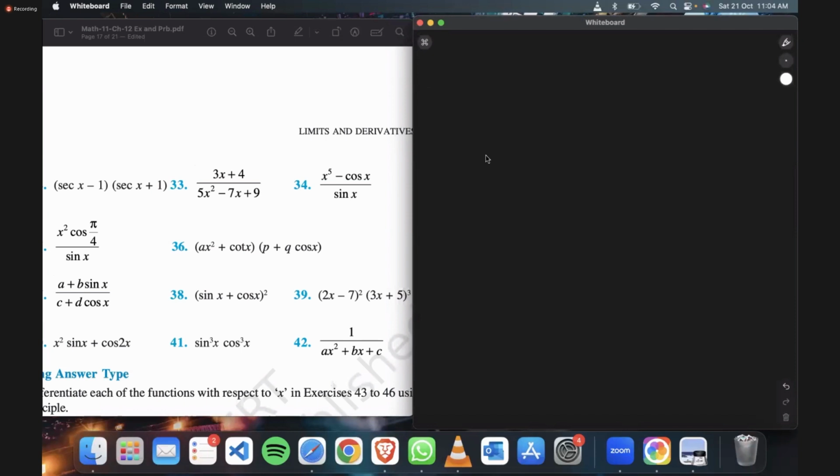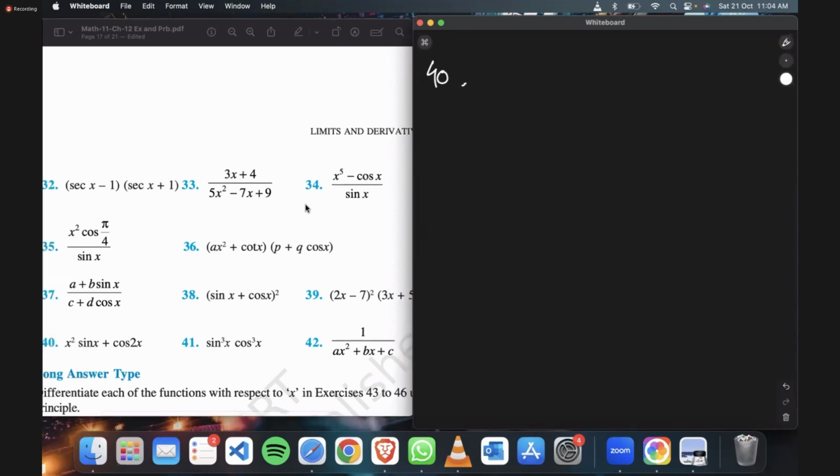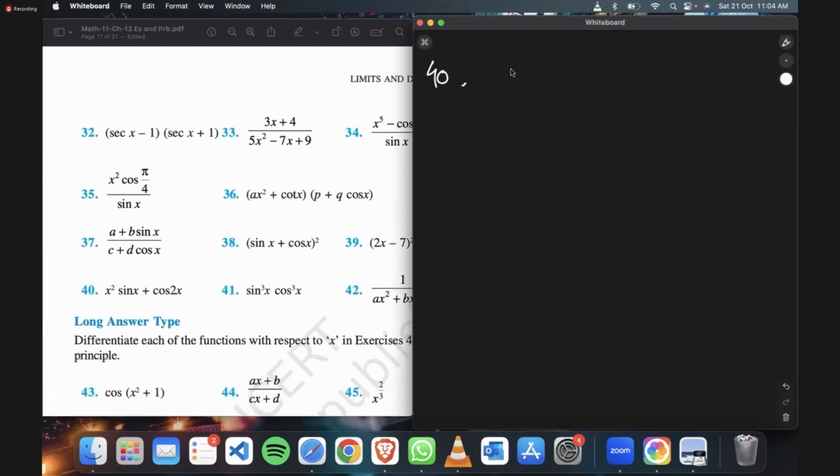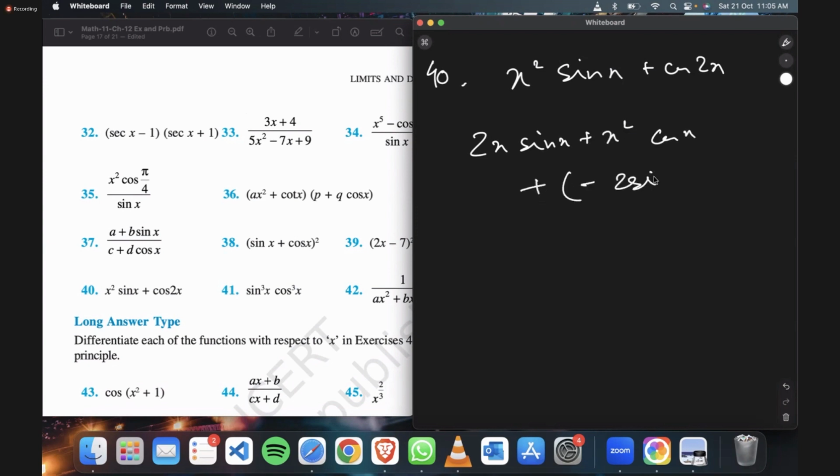Next up is question number 40. So there is an x square sine x plus cos 2x. So 2x sine x plus x square cos x plus minus 2 sine 2x. So this is the final form also. You can simplify it further if you want, but there is no need for it.